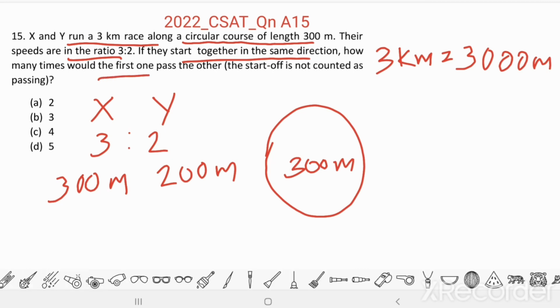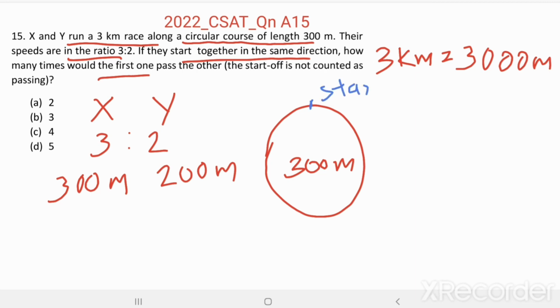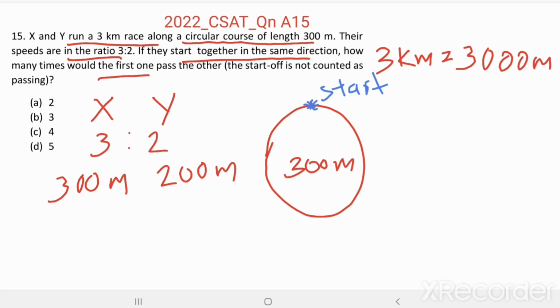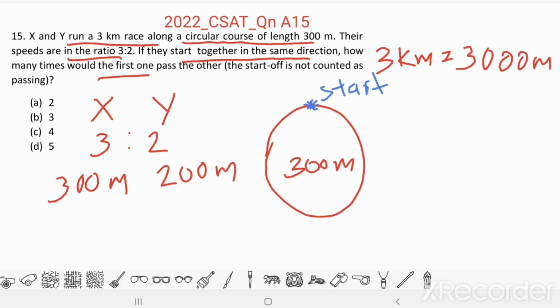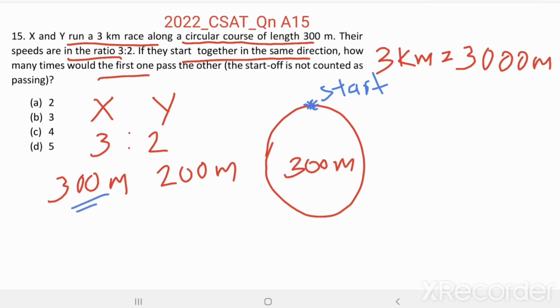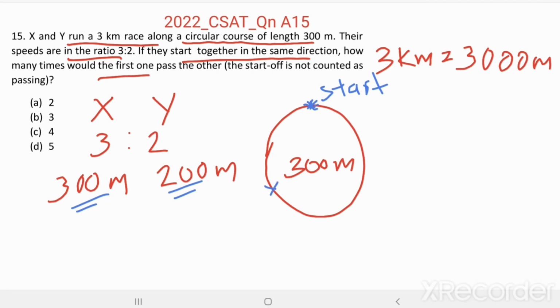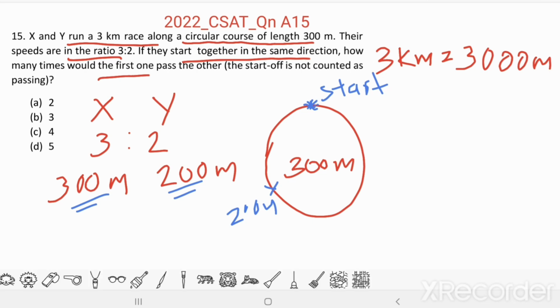Suppose this is the starting point. Both of them start from here together in the same direction. How many times the first one passed the other? The start at the beginning is not counted as passing. When X runs 300 meter, Y runs only 200 meter. That means when X completes one rotation, Y completes only 200 meter. That means Y is lagging behind X by 100 meter.